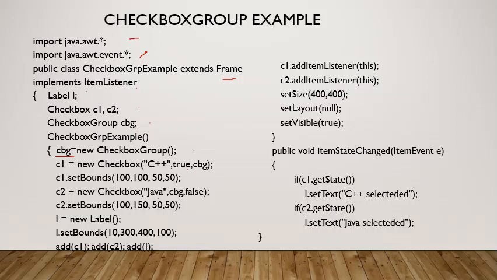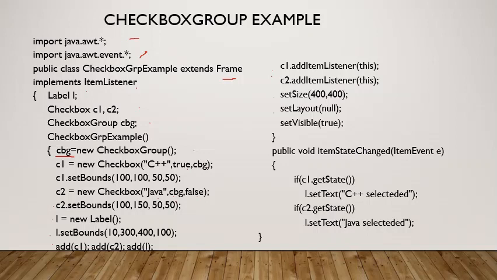Then C2 is equal to new Checkbox("Java", CBG, false). See, in the first I have used CBG as the last argument, and in the second one as the middle one. Any of them you can use, I just want to show that. One of them has to be false and one has to be true. If four components are there, then any one is true and the rest three are false. Then C2.setBounds, then the empty label with setBounds, and add all these three components. Then C1.addItemListener(this), C2.addItemListener(this), setSize, setVisible, setLayout.